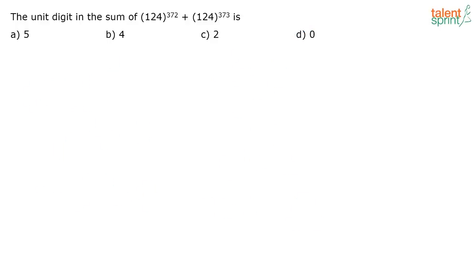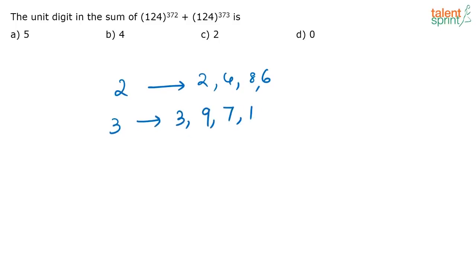Okay? Generally, numbers like 2, 3, 4, 5, 6 follow a cyclicity when it comes to calculating their powers. If you're taking the number 2, the last digit of the power will always repeat in this pattern, 2, 4, 8, 6. Similarly, if you're taking the number 3, this pattern will keep repeating, 3, 9, 7, 1.